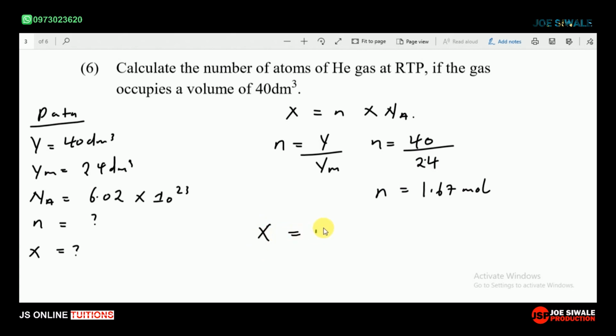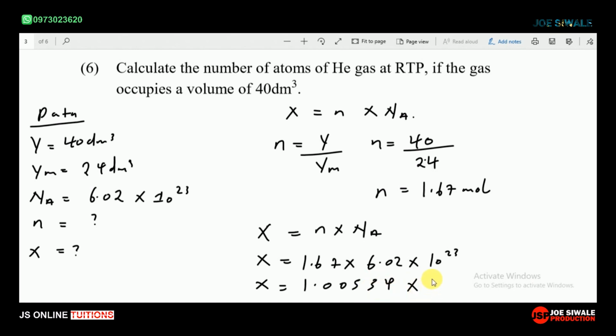Then from there we can calculate our number of particles. So the number of particles is equal to number of mole multiplied by the Avogadro's constant. So the number of particles there is going to be equal to 1.67 multiplied by 6.02 multiplied by 10 to the power 23. So our number of particles is going to be equal to, our answer there is going to be 1.00534 multiplied by 10 to the power 24. So that's going to be our answer.